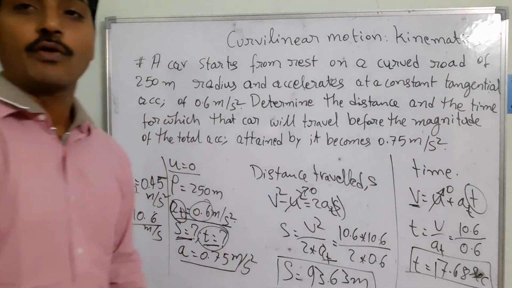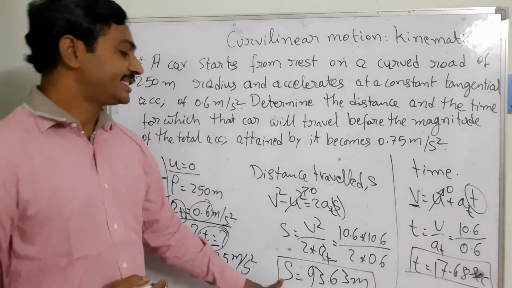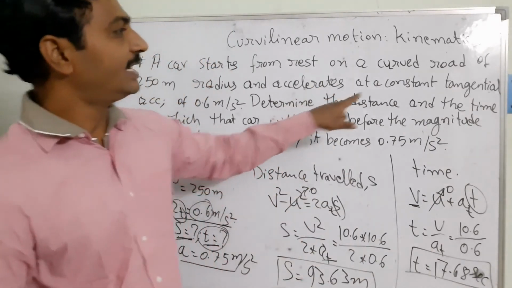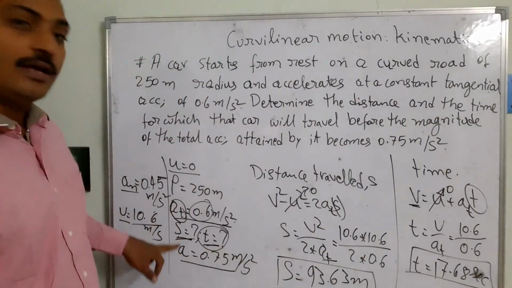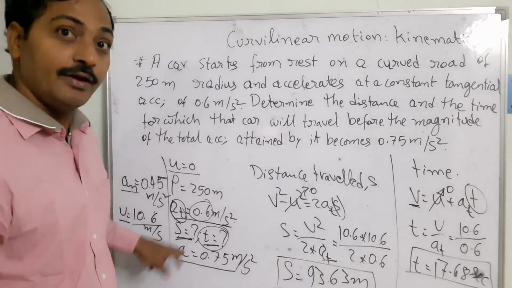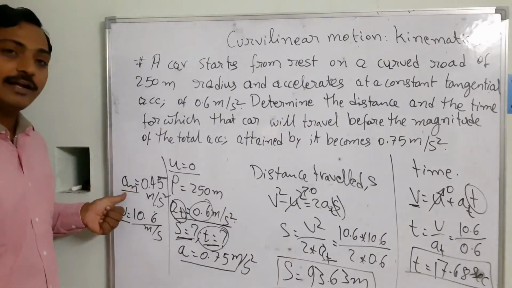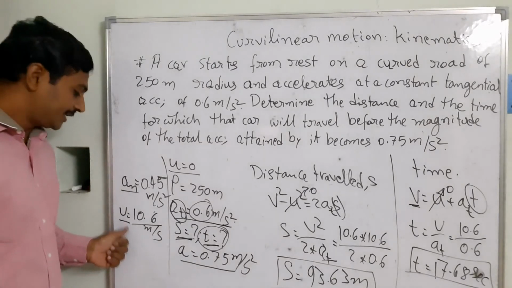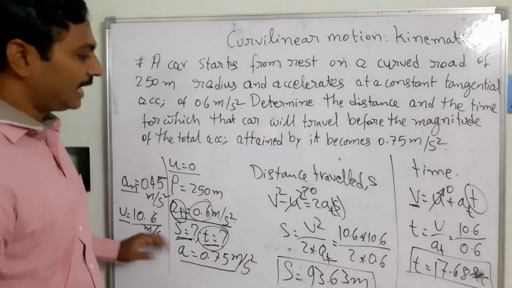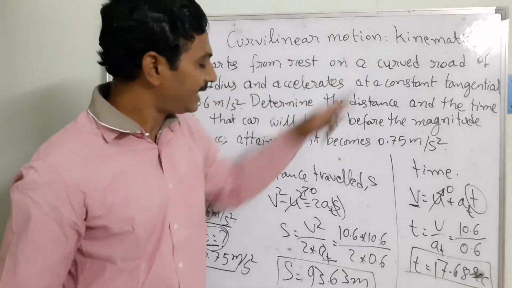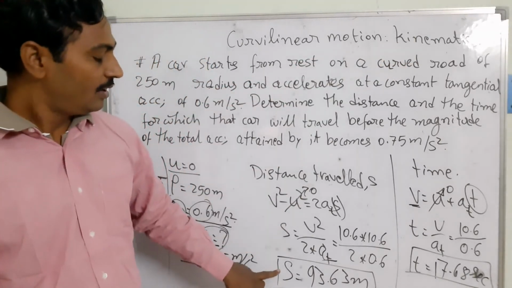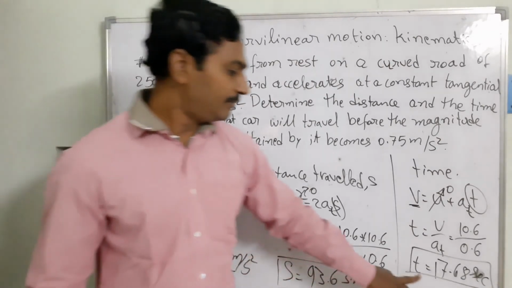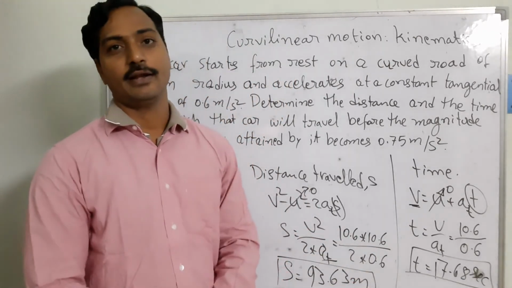So this way we calculate the distance as well as the time. In this problem they gave the tangential acceleration and the total acceleration. From this we calculated the normal acceleration and then the velocity at that particular point. On that basis, by using the kinematics equations, we finally calculated the distance traveled and the time taken to travel this distance.